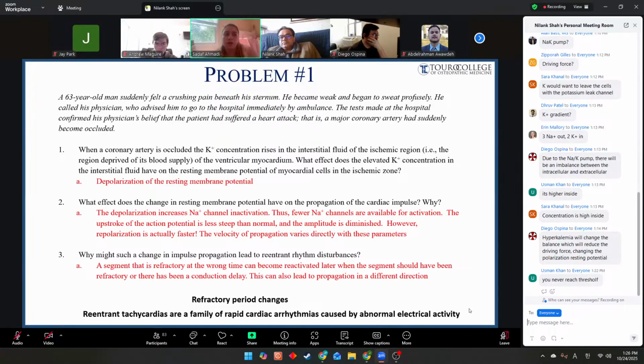Because the membrane potential is less negative, so fewer calcium channels are in that state that they can open. Superb, outstanding.